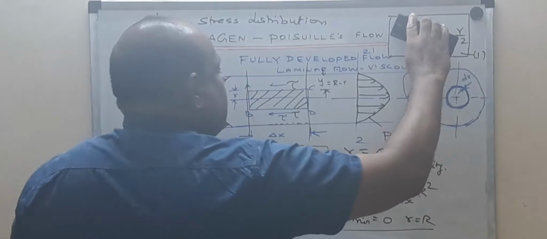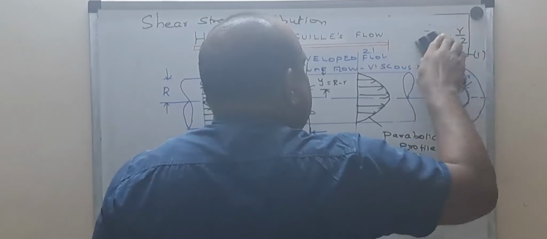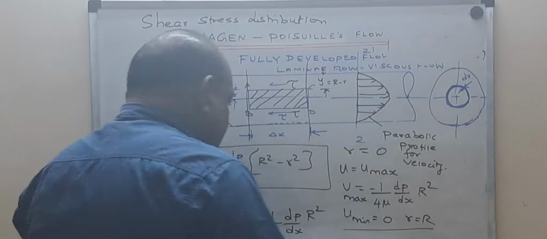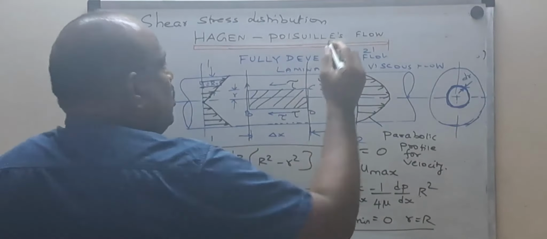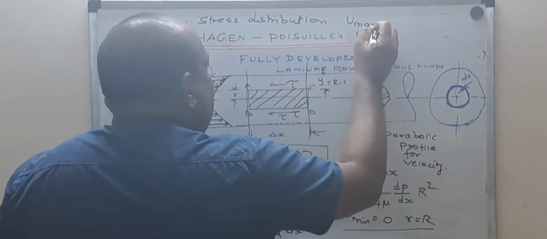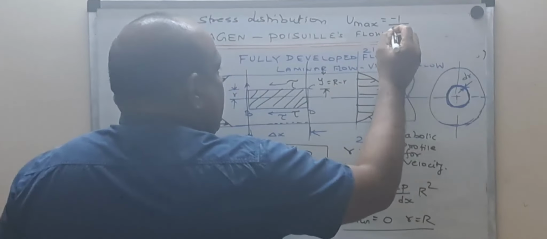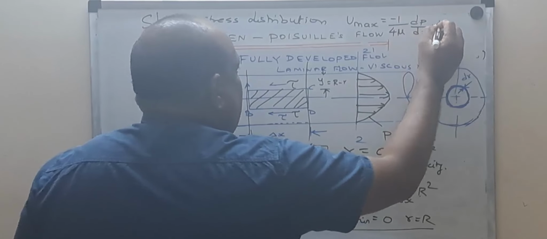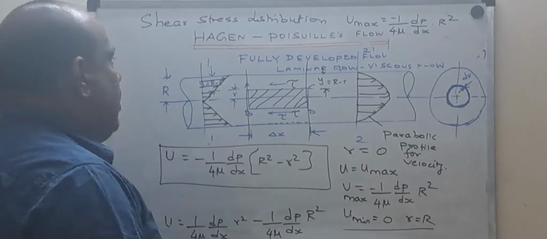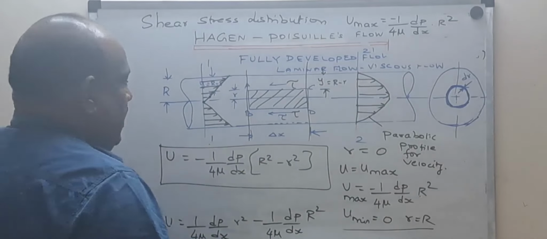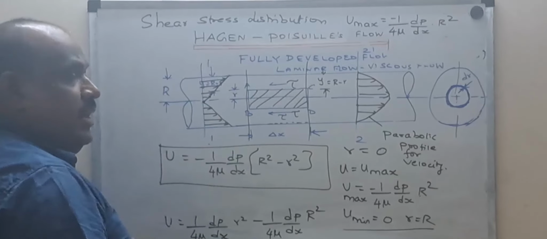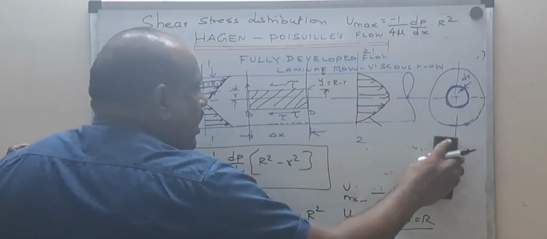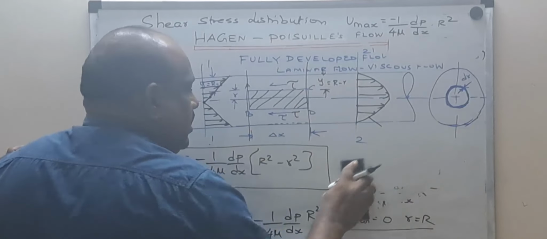So let us erase this particular value of stresses, as we have already completed it, and I will use this space for writing the u maximum value. So u max is given by minus 1 by 4 mu of dp by dx into R squared. This is the formula for finding the maximum velocity, and this is the formula for finding the velocity profile. Okay, so now let us try to find Q. Q is nothing but the discharge.